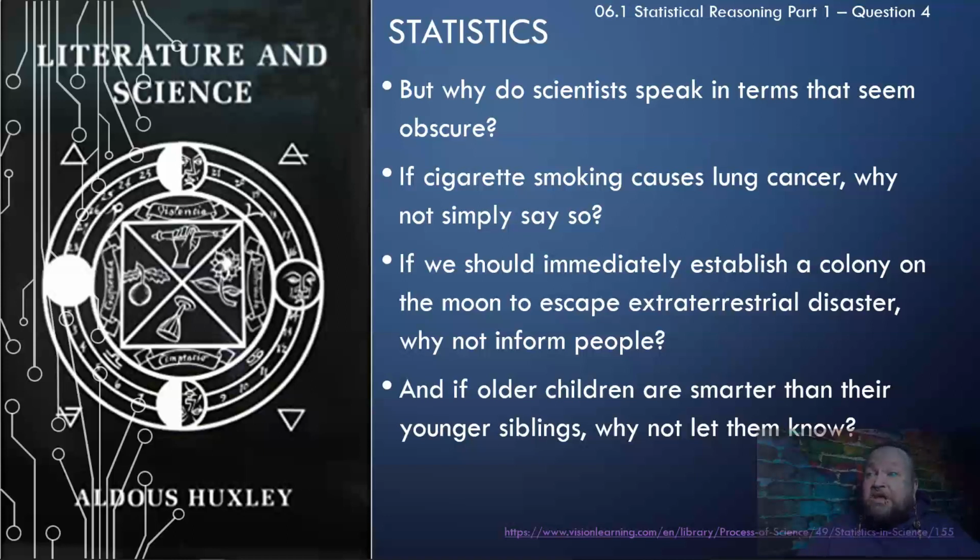Because things like, well, if cigarette smoking causes lung cancer, why not simply say so? If we should immediately establish a colony on the moon to save our existence from complete destruction, why not inform people so we can start doing this now? It's going to take a huge societal shift to get that to happen. But also, if older children are smarter than their younger siblings, why not just let them know? Even though some older siblings probably would revel in doing that on their own.